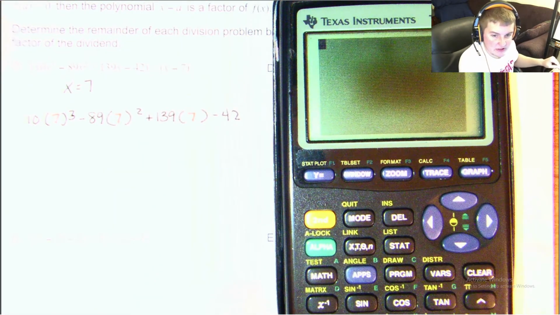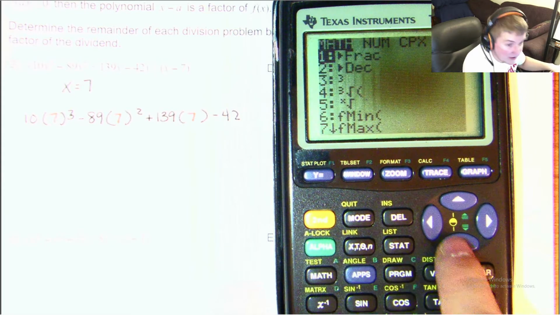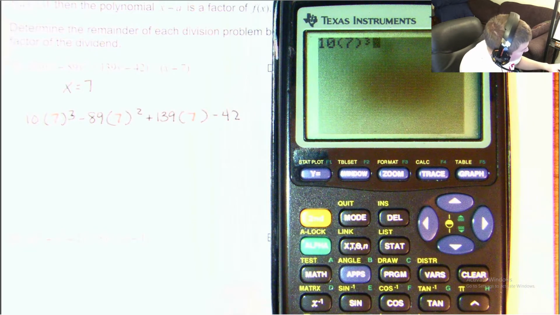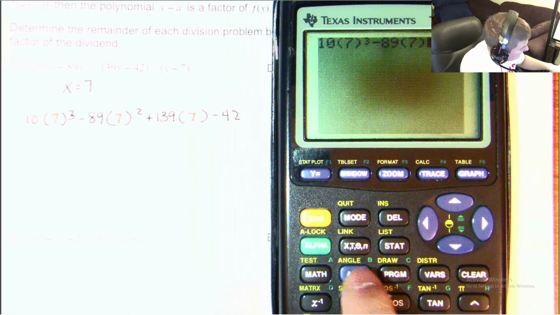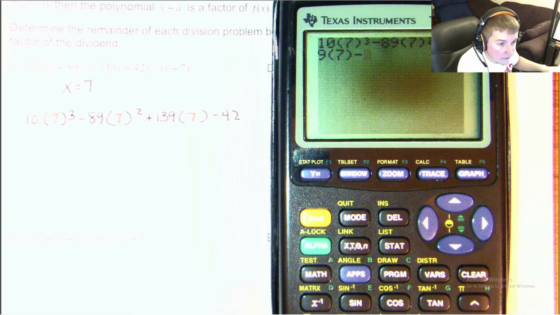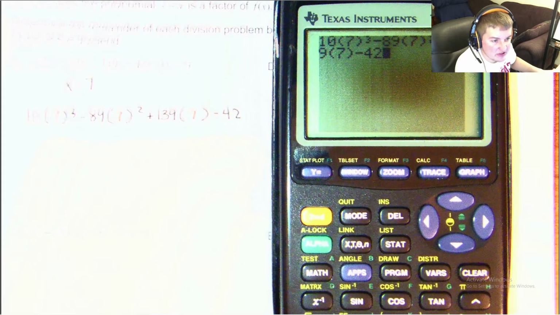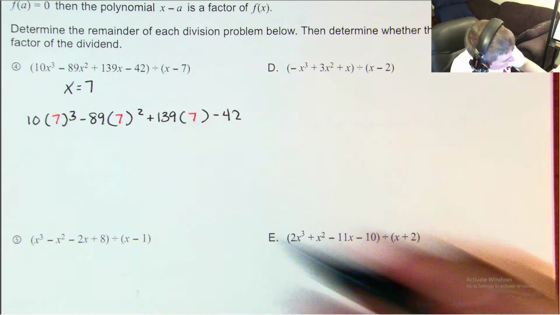I'm going to take 10 times 7, and I'm going to take that to the 3rd power. Then I'm going to subtract 89 times, not x, 7 squared, plus 139 times 7, and then subtract 42. So I'm taking what I have written here, and I know it's a little blurry, but that's because the calculator's taking all the focus. If I take all of that, my result is 0.